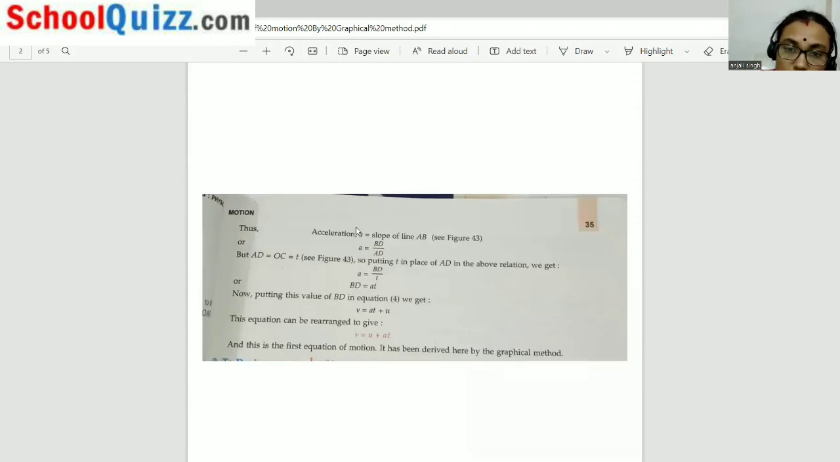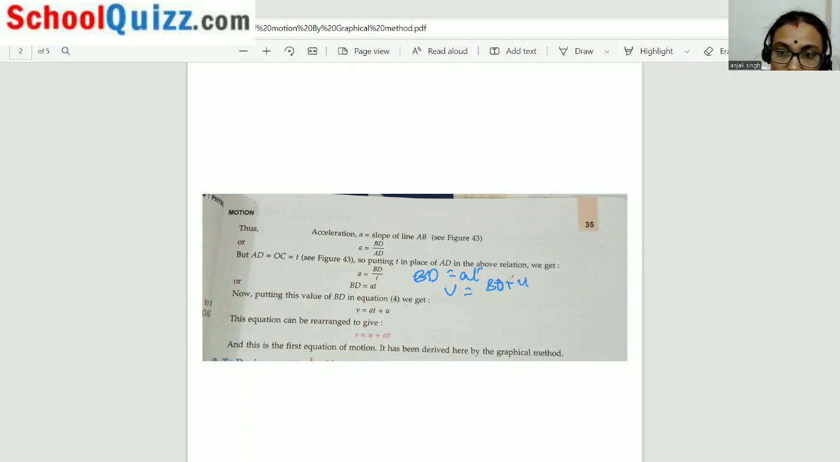Now this A is equal to BD upon AD. From the graph, you can see this AD is equal to T. So finally, BD is equal to AT, by cross multiplication. Now we'll put this value. So when we put this value, V is equal to, okay, I'll use this ink option. So V is equal to, as we know, V is equal to BD plus U.